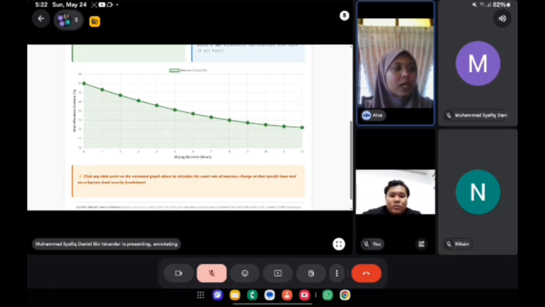And then we move to hour 5. The moisture content at hour 5 is 18.25%, and the calculated rate of change is negative 0.9% per hour. The drying rate is slowing down because water now has to move from deep inside the rice core to the outer surface. Consistent temperature must be maintained to prevent grain cracking.